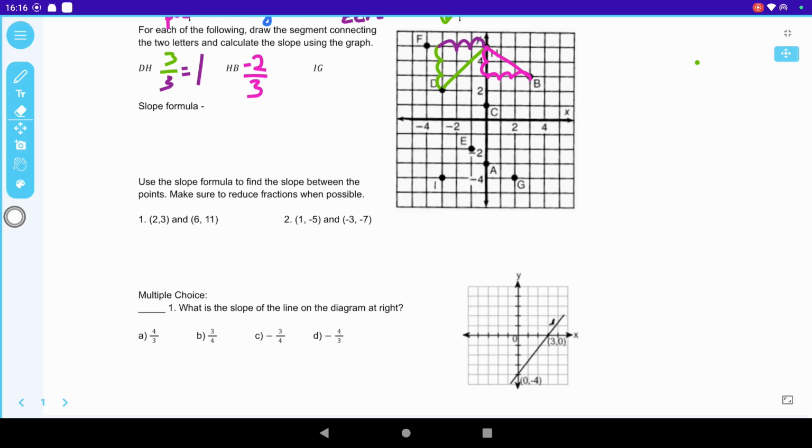Our next one is I to G. We find I to G, and it's this one right here. Well, when I count rise, I don't go up at all to go from I to G, so my rise is 0, and I went to the right, 1, 2, 3, 4, 5, but 0 divided by 5 is 0. And as we saw above, when it's a horizontal line, the slope is 0.